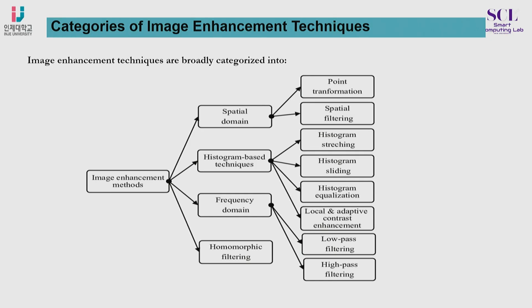So these are different categories of image enhancement techniques. There are different techniques, for example, spatial domain, histogram-based techniques, frequency domain, and homomorphic filtering. So these are the techniques mostly people use to enhance the quality of the image.